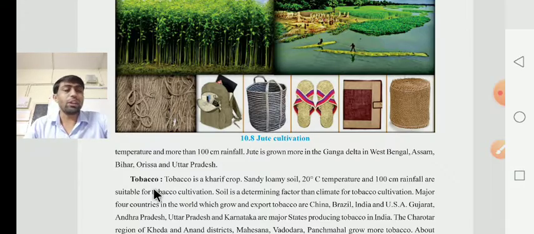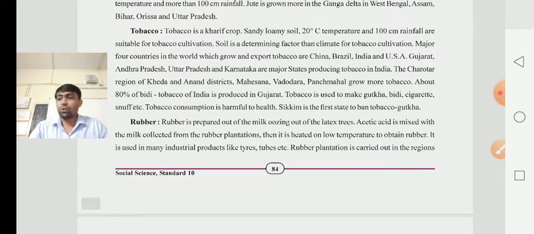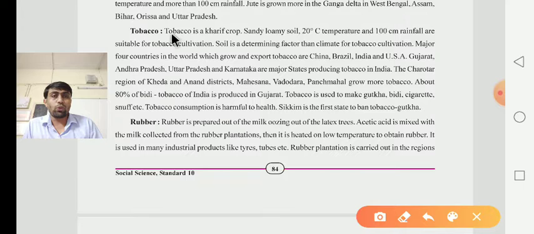Now next one, they have given the information of tobacco. Which one, dear children? Tobacco. What was the meaning of tobacco? Tobacco, it means tamaku. Now tobacco is a kharif crop. Dear children, what do they say, that tobacco is which kind of crop? Tobacco is a kharif crop.